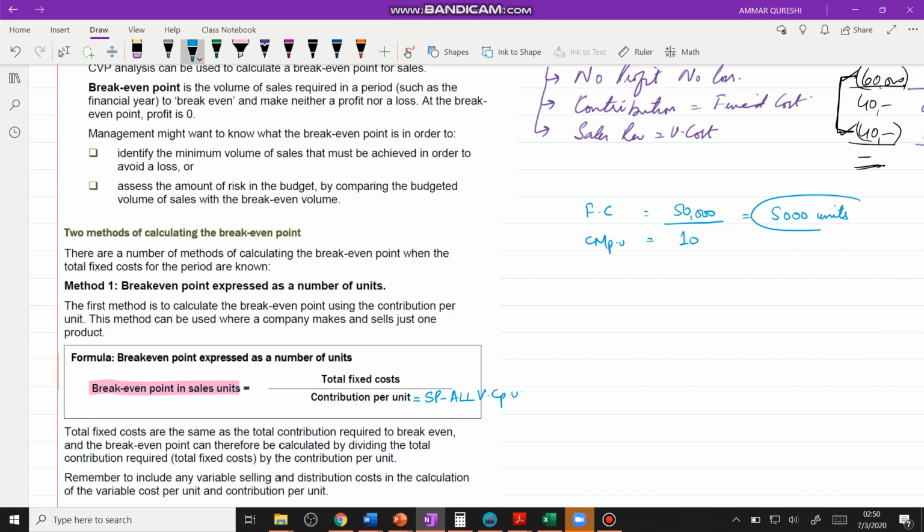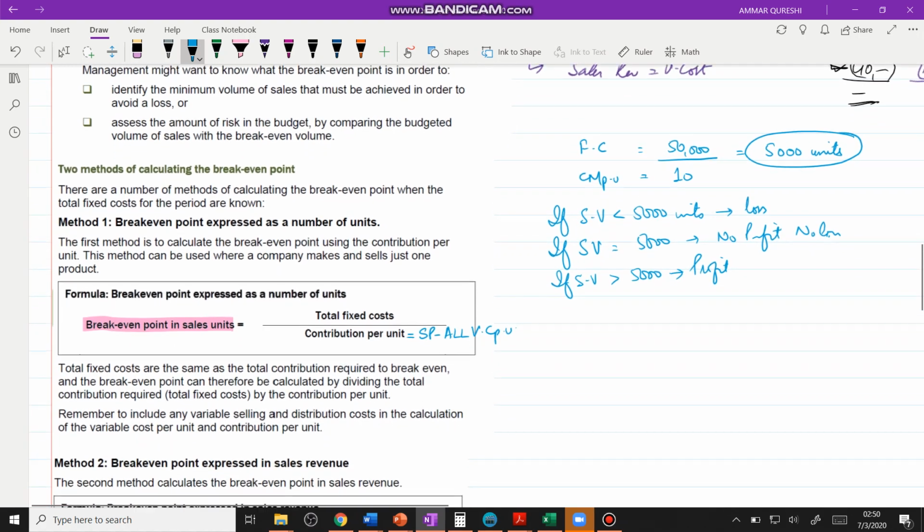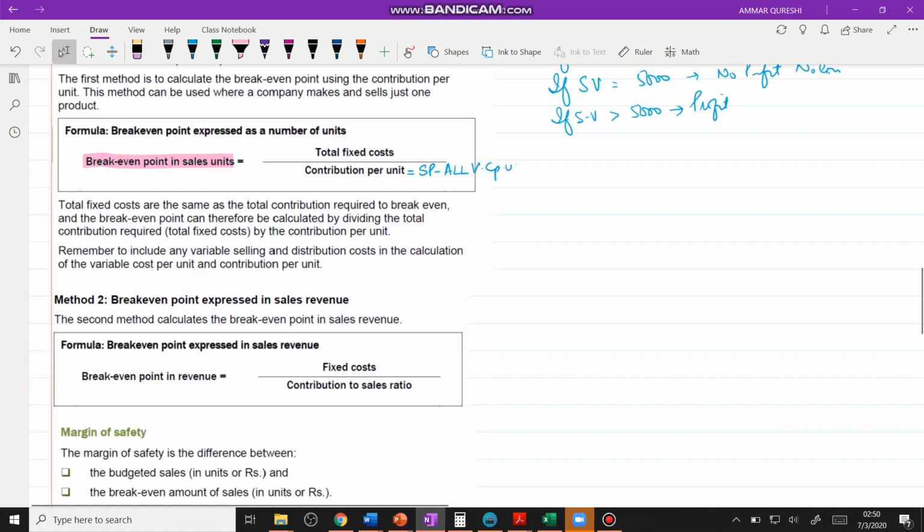So now what these 5,000 units are representing is that if sales volume is less than 5,000 units, company will suffer loss. If sales volume is equal to 5,000, then company will earn no profit and no loss. And if sales volume is greater than 5,000, then company will generate profit, right? So this is basically what we mean by break even in terms of units. It's simple, fixed cost divided by contribution per unit.